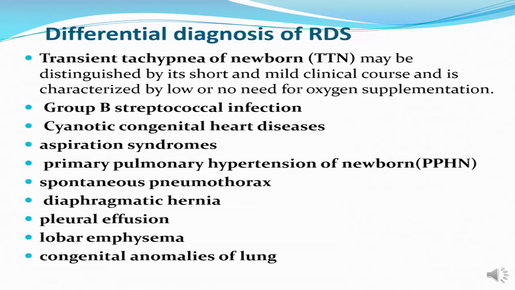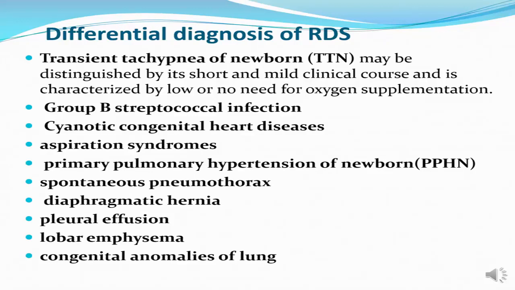The differential diagnosis of respiratory distress syndrome includes transient tachypnea of newborn, which needs to be differentiated from RDS by being of shorter duration and milder clinical course than RDS, and requiring low oxygen and respiratory support. Another differential diagnosis is group B streptococcal infection, and sometimes it is difficult to differentiate between RDS and group B streptococcal infection. For this reason, any patient with RDS is usually given antibiotics.